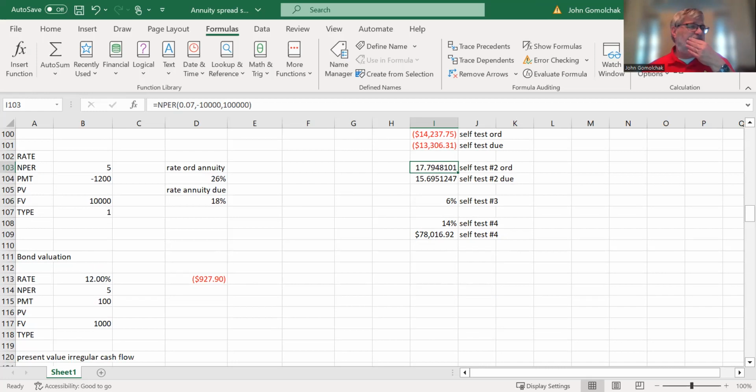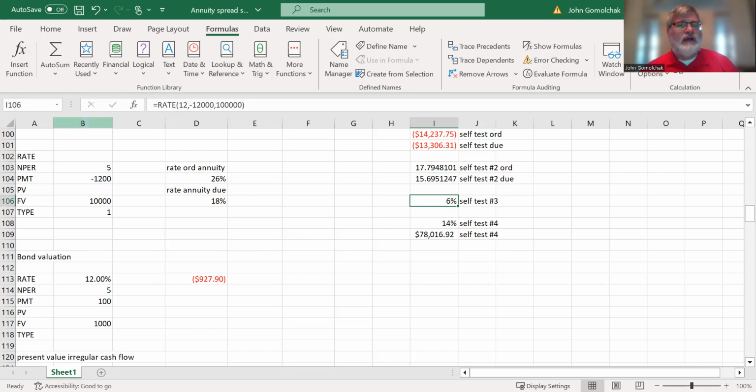Your uncle named you as a beneficiary of the life insurance policy. The insurance company gives you a choice of $100,000 today or a 12-year annuity at $12,000 at the end of each year. What rate of return is the insurance company offering?